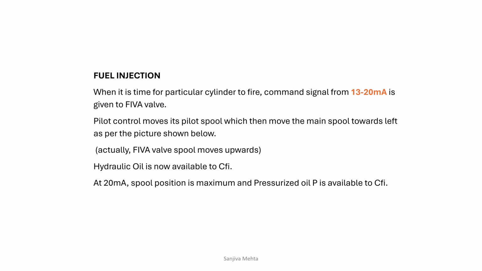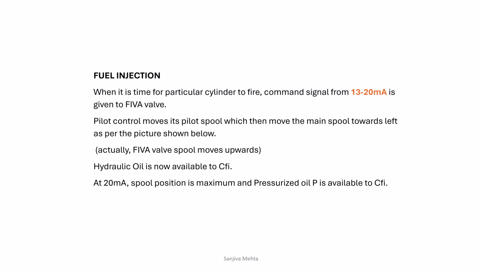When it's time for a particular cylinder to fire, a command signal from 13 to 12 milliamps is required, which will be given to FIVA. Only then will the FIVA valve move upwards. The pilot control valve, a voice coil device, moves its pilot spool, which then moves the main spool towards the left, as per the picture we have shown. The drawing shows leftwards, but actually the spool moves upwards.